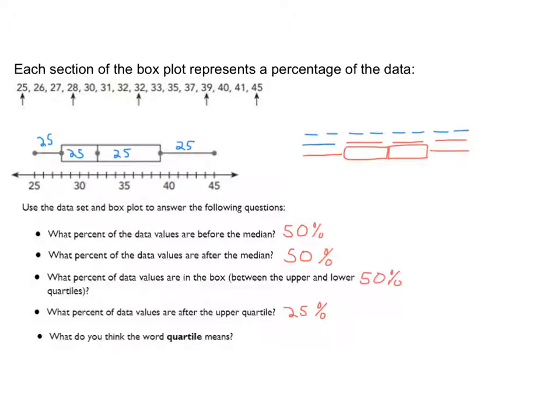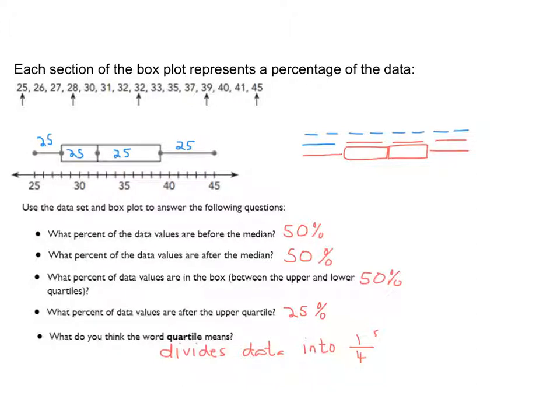And then it asks, what do you think the word quartile means? Quartile sounds like quarter, doesn't it? So it means each section is 1/4 of our data, one quarter of our data. It just means dividing something into fourths. So I'm just going to say divides data into 1/4. Something like that.